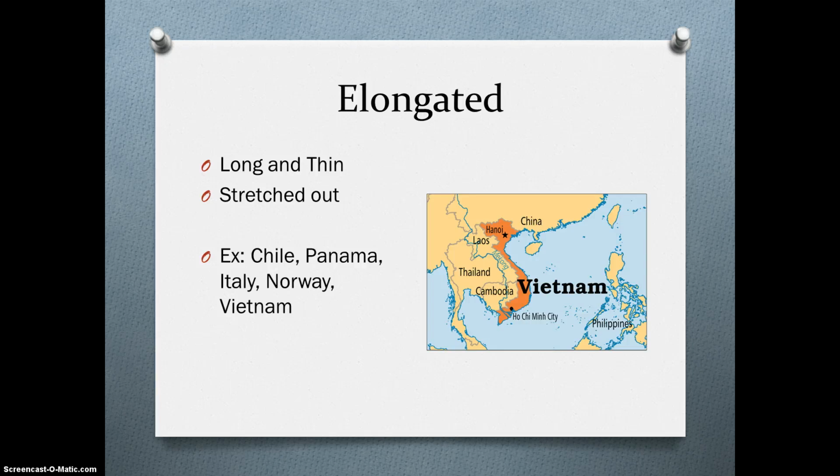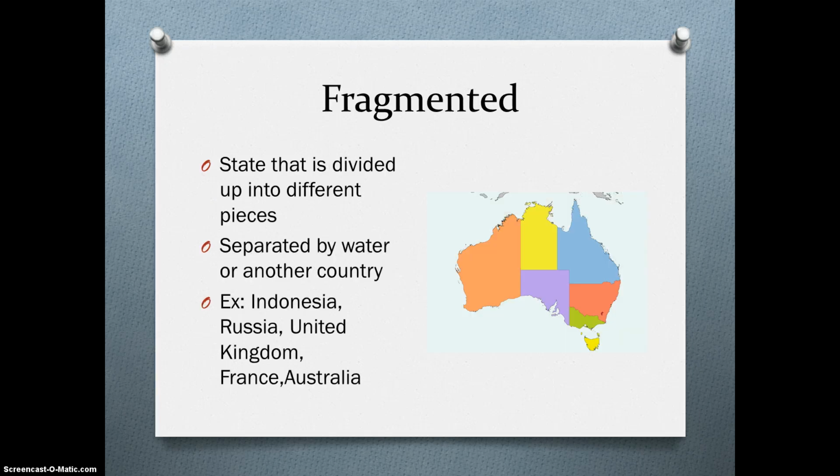Now let's go back to this one. I didn't mention this. The benefits of a fragmented state are that you have more land and more people and more natural resources. But the con with this is that you have great separation of the fragments of the state, and this can cause a disconnect between the people. Also, it will be hard to get infrastructure and transportation services to that area because you're going to have to cross water or a completely separate country.